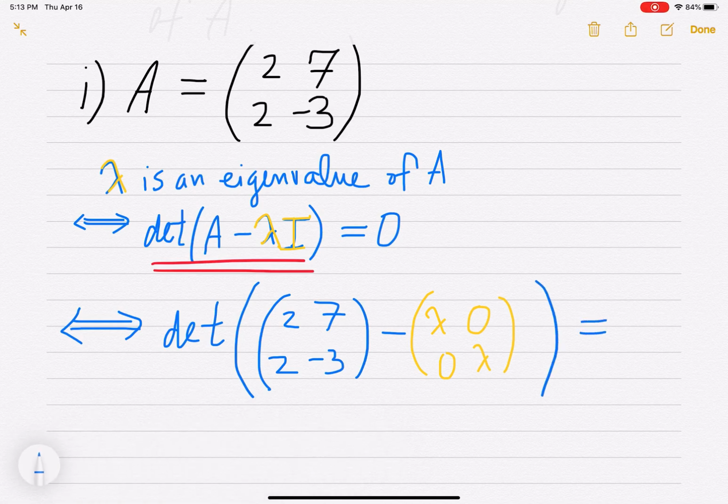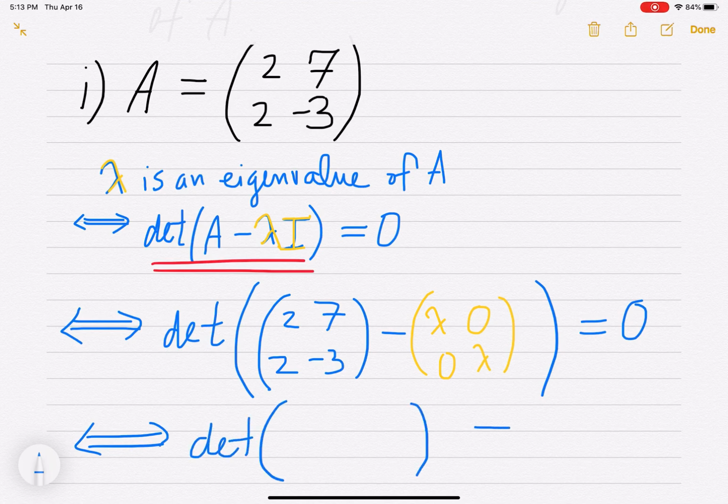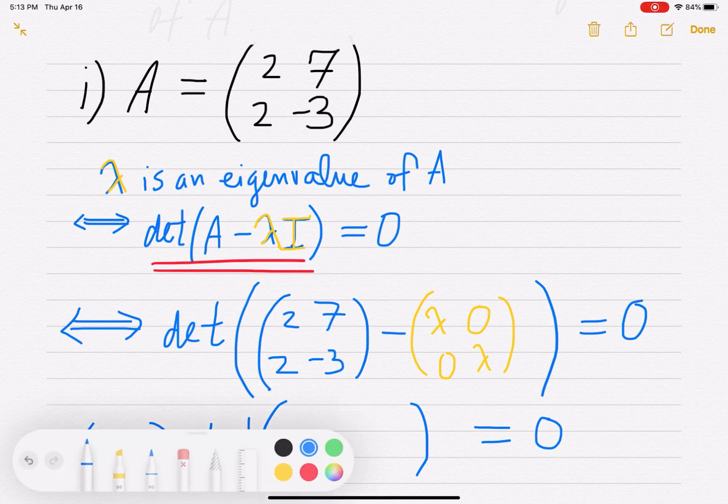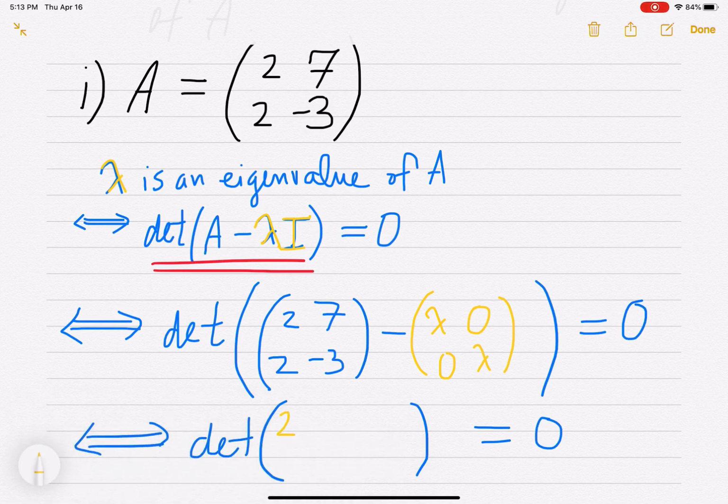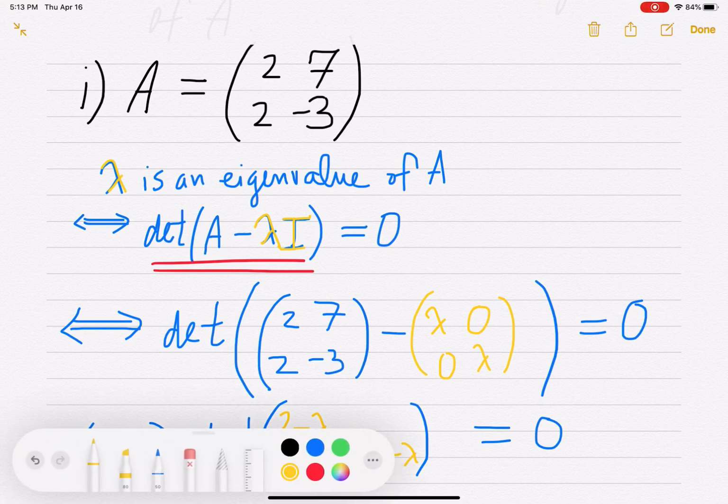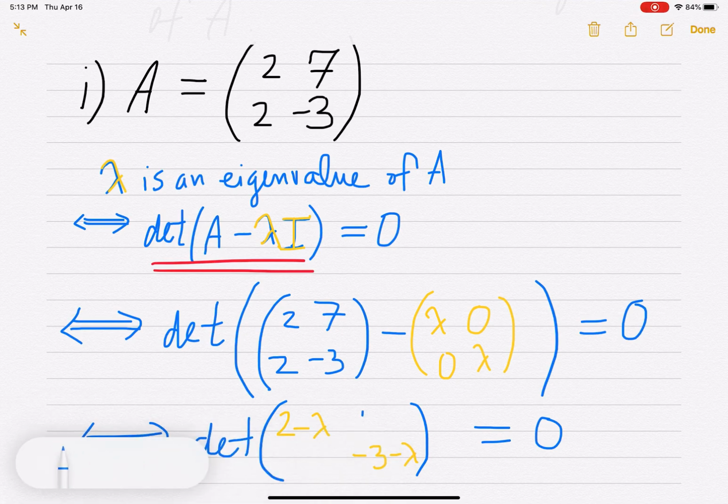And this is going to be equal to 0. So in reality, what's going to happen, you're going to go back to your A matrix, and you're going to subtract lambda from the main diagonal. So you're going to have what? 2 minus lambda, and negative 3 minus lambda. And all the other entries are going to stay the same, right? You're going to have 7 up here. That's not going to change. 2 right here. That's not going to change.